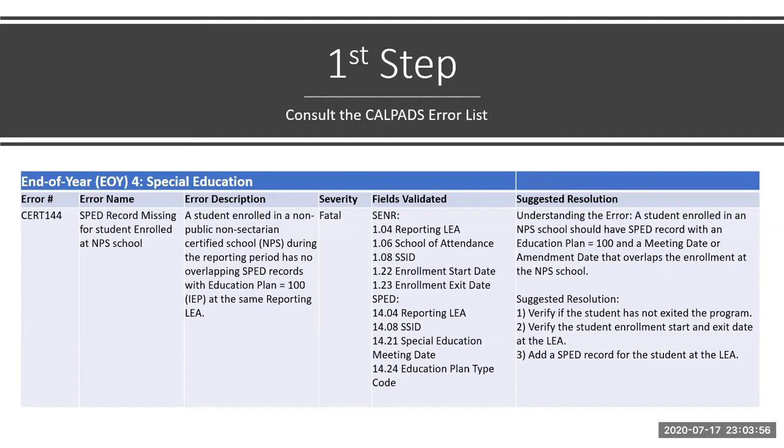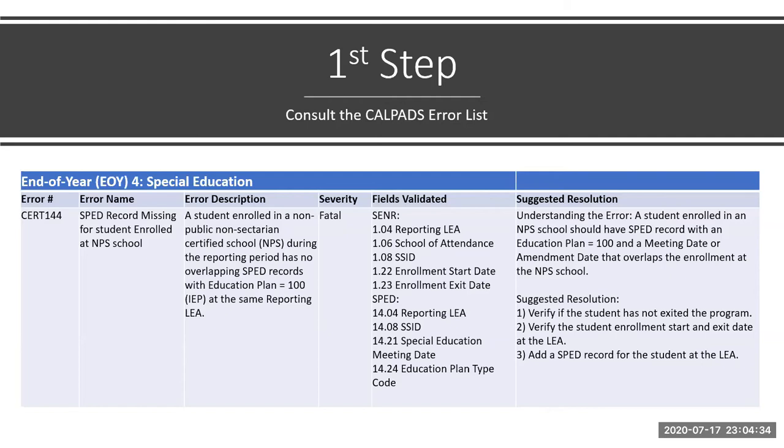And then the suggested resolution tells us how we might come about fixing this CERT 144 error. First, we'd verify the student has not exited the program, is a valid special education student. The next thing we would do is verify the student enrollment start and exit dates within the LEA. We want to make sure that the enrollment record is correct and has the correct dates. And then we're going to compare the special education record to the enrollment record. If we find a discrepancy or if one is missing, we go to step 3, add a special education record for the student at the LEA.